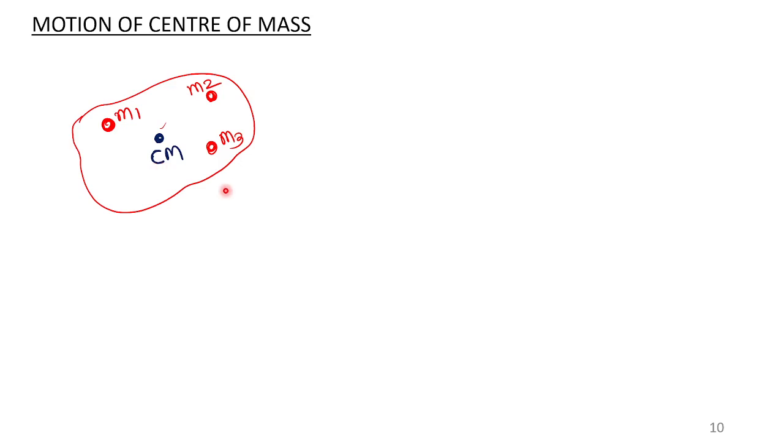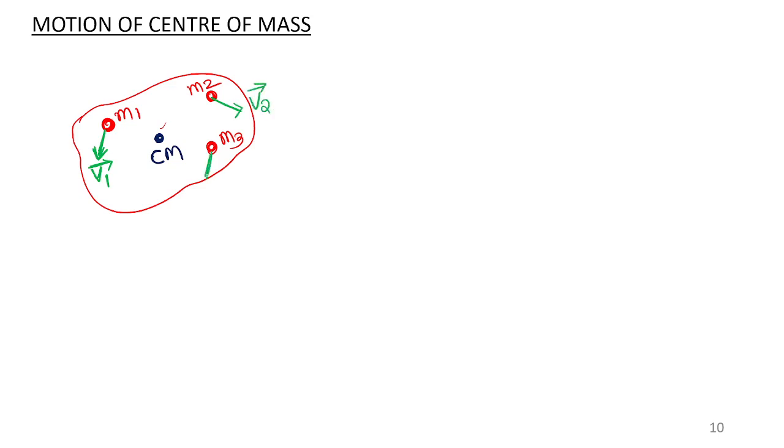But if the system is moving here and there, understood? Clear? For example, m1 is moving inside the system with some velocity, say v1. It's a vector quantity. Understood? m2 is moving with some velocity v2.